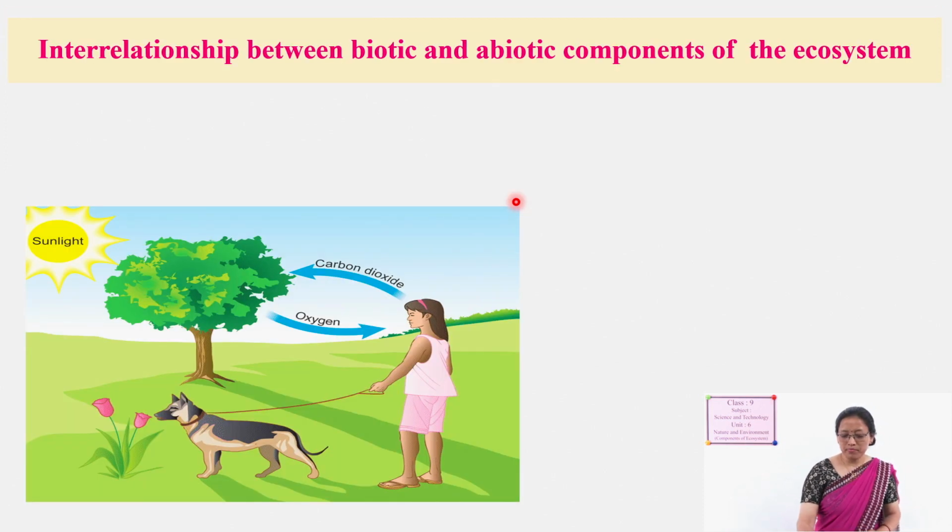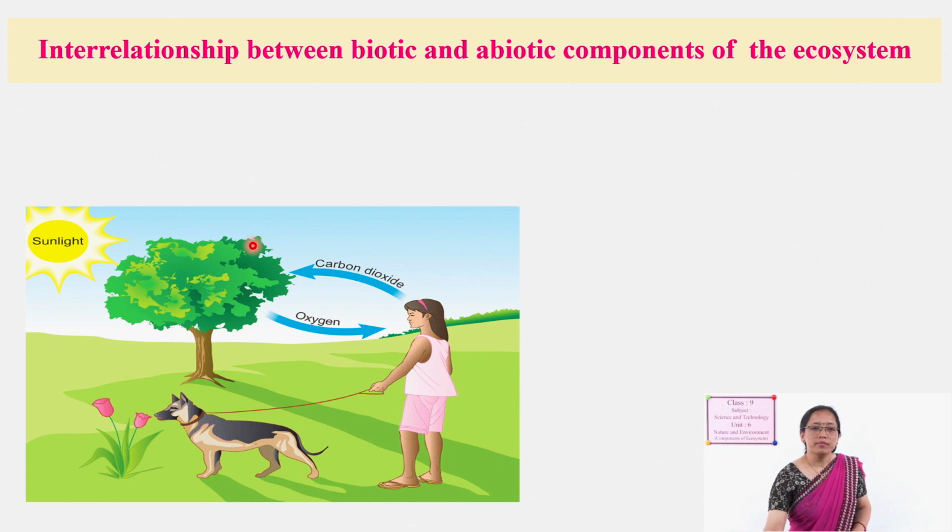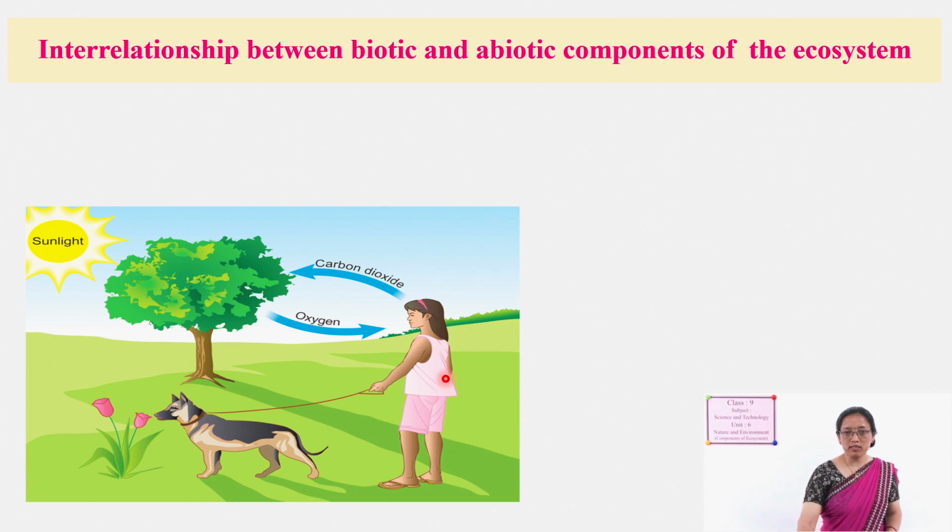Now, just see this, how animals, plants and physical factors are interrelated. Here, the plant is photosynthesizing food by using carbon dioxide. During that, it is releasing oxygen. And human beings and other animals breathe. While breathing, they take oxygen and throw out carbon dioxide. In this way, there is a balance of gases in the environment.